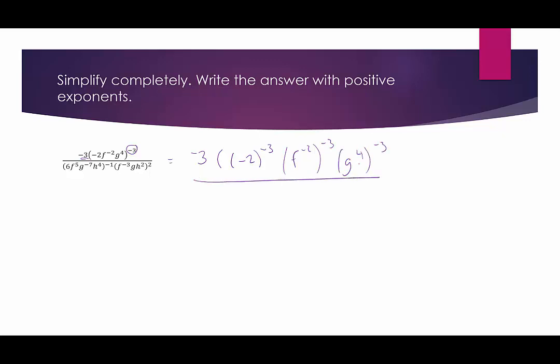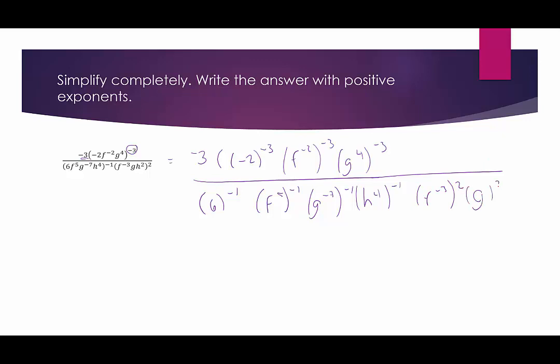So I've distributed the -3 to the 3 bases in the numerator that were in the parentheses. In the denominator, I'm distributing this -1, so it's going to be 6 to the -1, f to the 5th to the -1, g to the -7th to the -1, h to the 4th to the -1. Okay, so all the bases in that first set of parentheses are good. How about the second set of parentheses? We have f to the -3rd squared, g squared, and h squared squared.